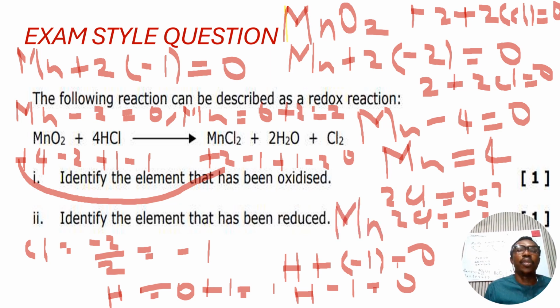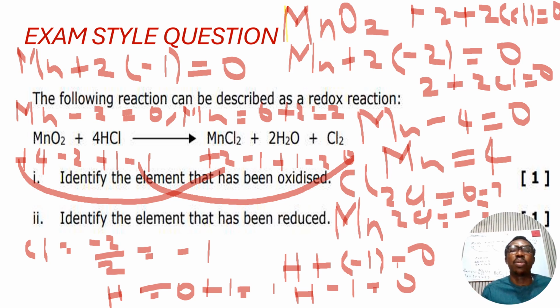Then if you look at chlorine, from minus 1 to 0, there's an increase in oxidation number. So the element that has been oxidized is chlorine. Then the element that has been reduced is manganese. So manganese is reduced from plus 4 to plus 2, while chlorine is oxidized from minus 1 to 0. So it's as simple as ABC. Use the concept of oxidation number and calculation of oxidation number to identify the element that has been oxidized and the element that has been reduced.